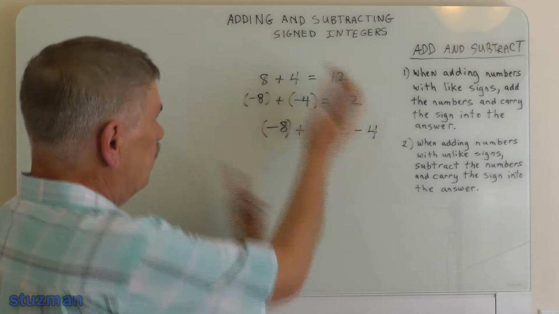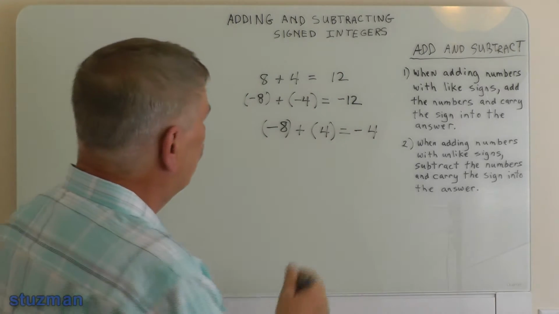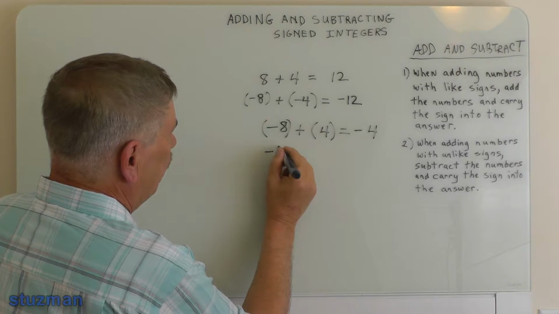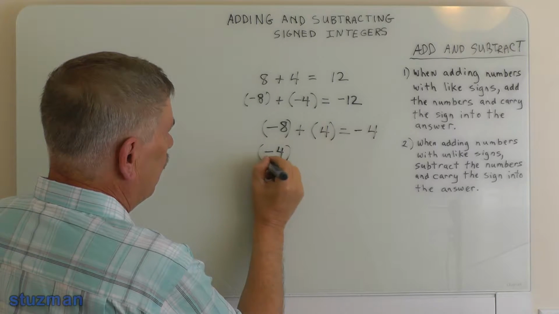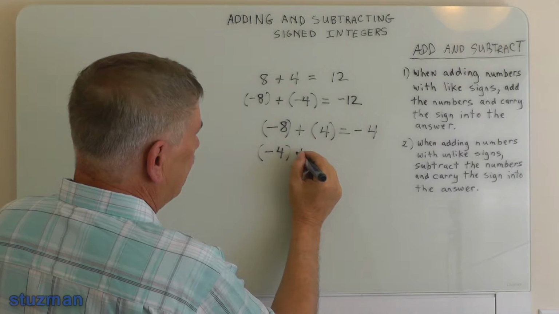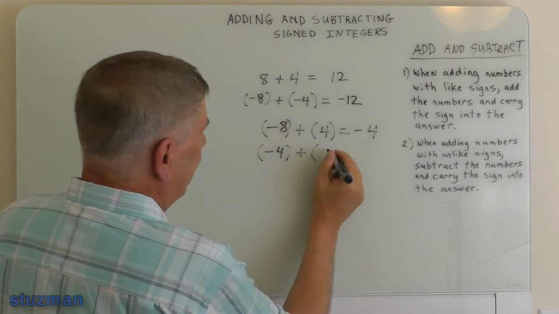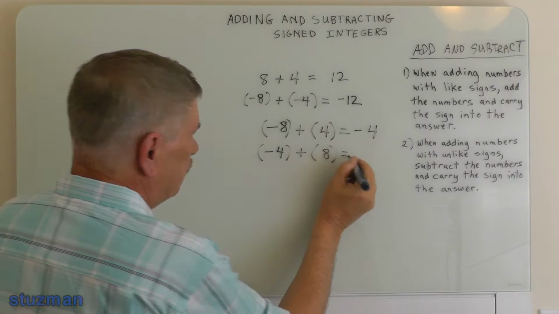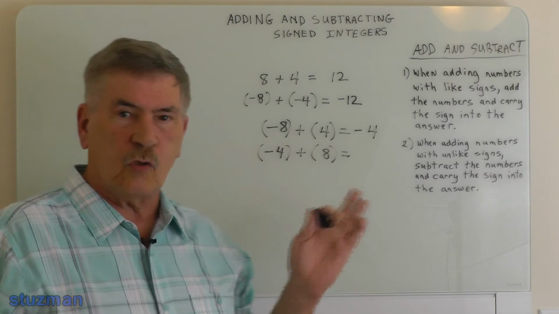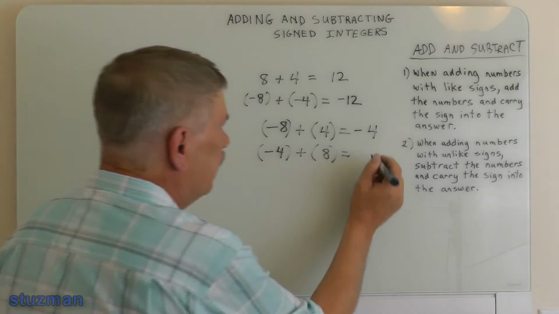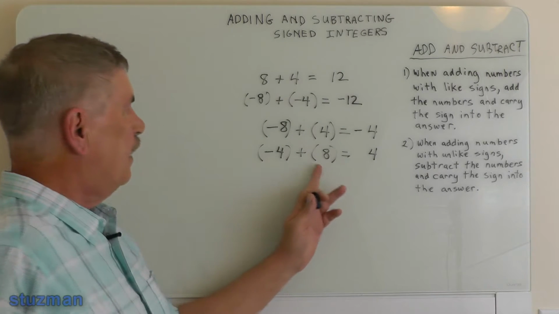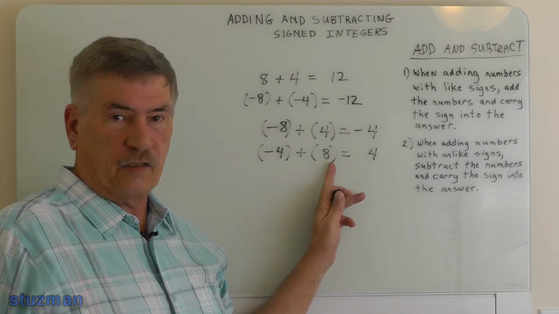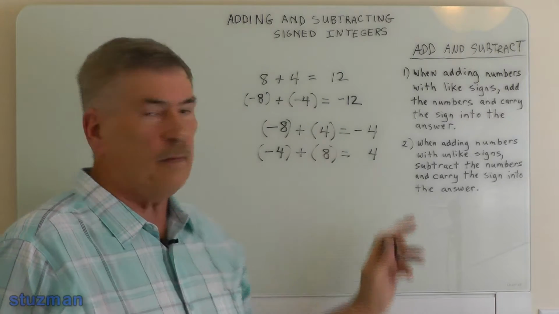All right, let's take the numbers and let's flip them. Let's see what that'll do for us. So I'm going to make it a -4, and then I'm going to add an 8. Again, the signs are different, so I'm just going to subtract. I get 4. But now, 8 is my larger number. It has a positive sign, therefore it's going to be +4.